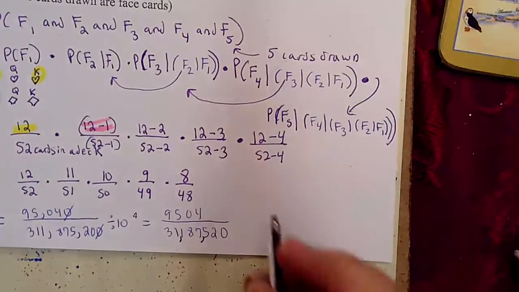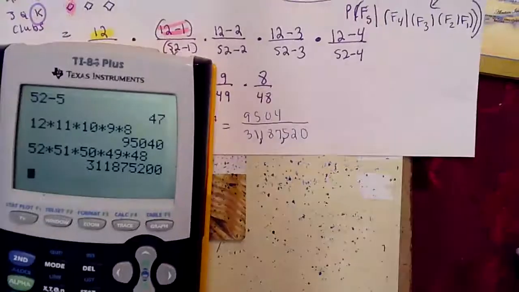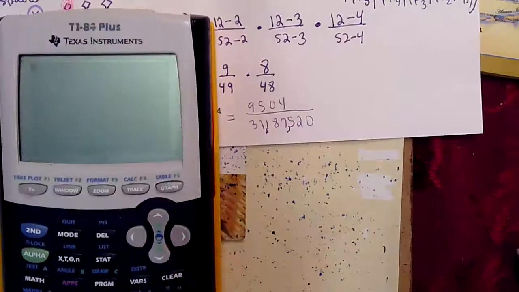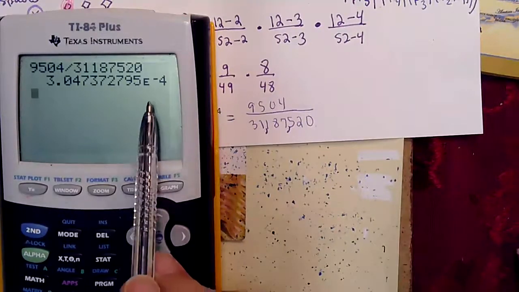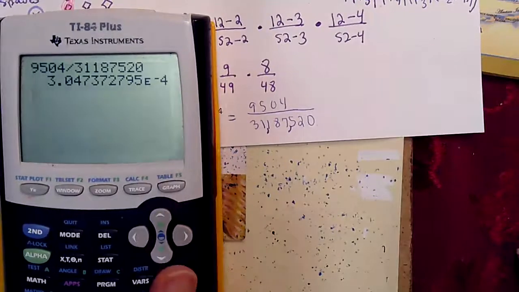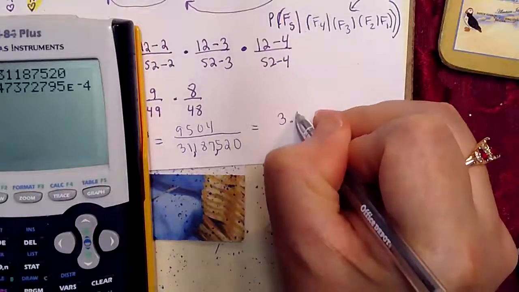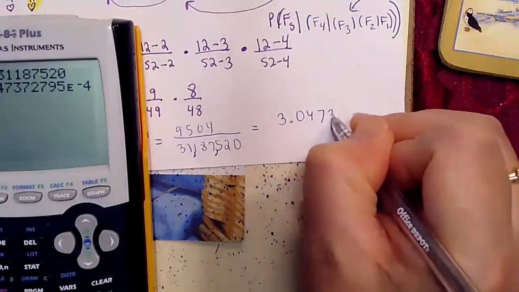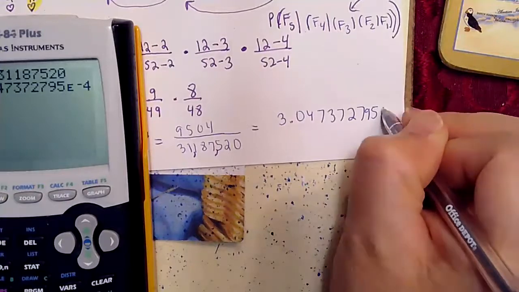Okay, so now I try to do a math frac on that. Let me see if I can do it. Let me go to 9504 divided by 3118 7520. So there's my decimal, which is a really small number. This is just for the practice. This is 3.04737279 5 e to the negative 4.